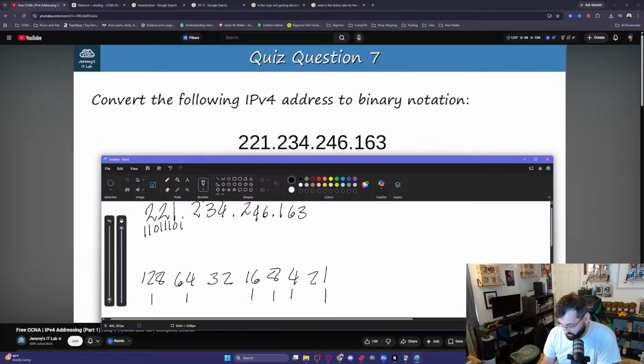So then add 32. No. No, it's going to be a different combination. 64. Dang it. 128 plus 64 is 192. We already know that. Plus 32 is 224. Plus 16 breaks it. So then it's got to be plus 8. And then plus 2.